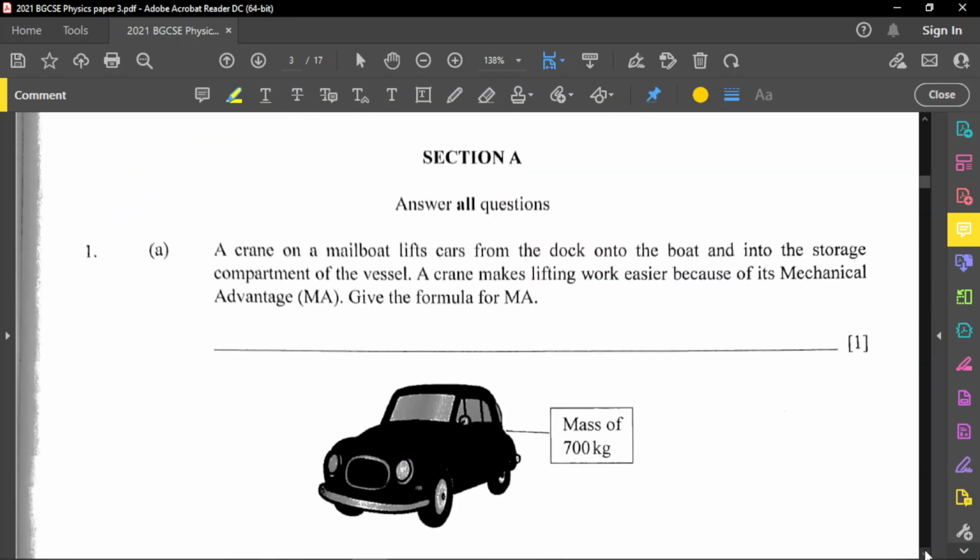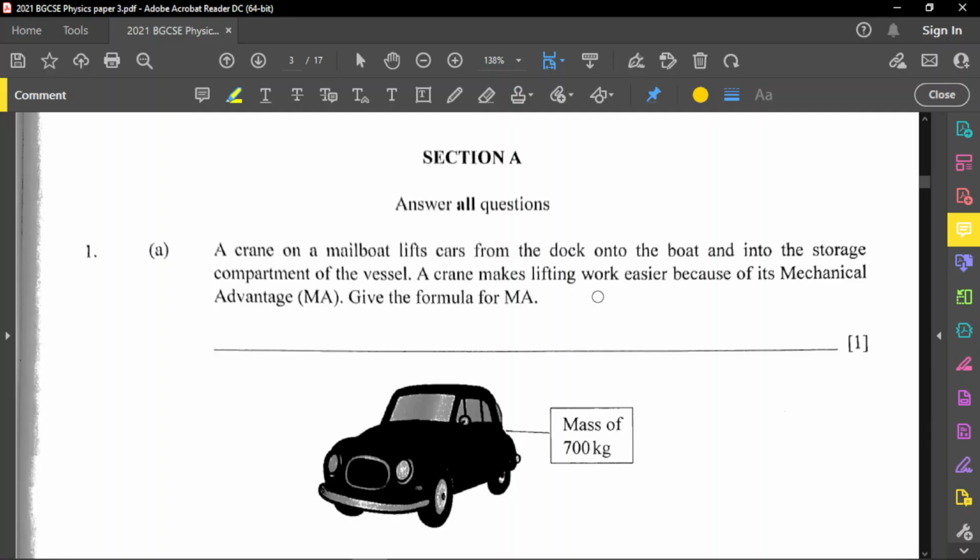The first question reads that a crane on a mailboat lifts cars from the dock onto the boat and into the storage compartment of the vessel. A crane makes lifting work easier because of its mechanical advantage, which is MA. So give the formula for MA.